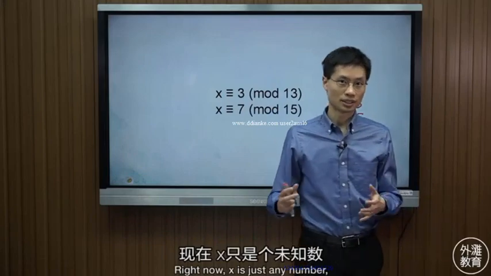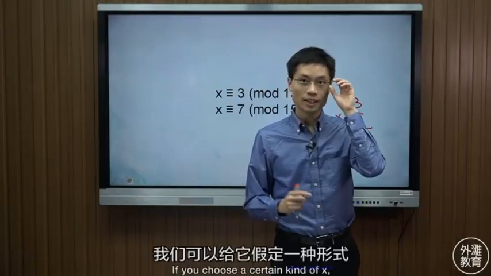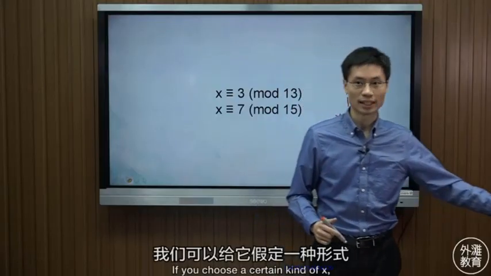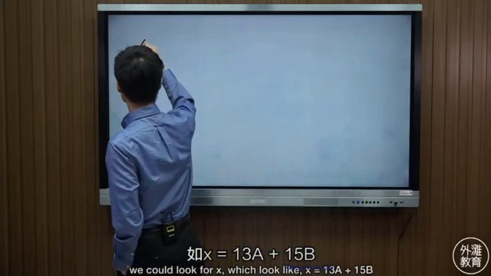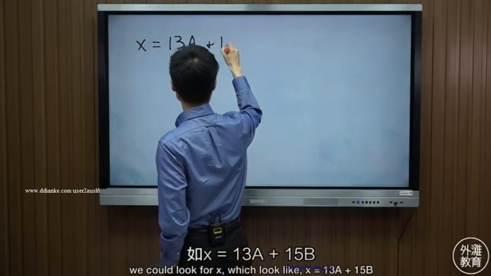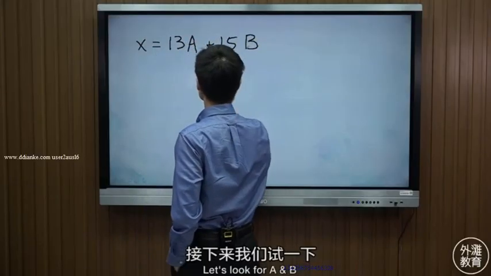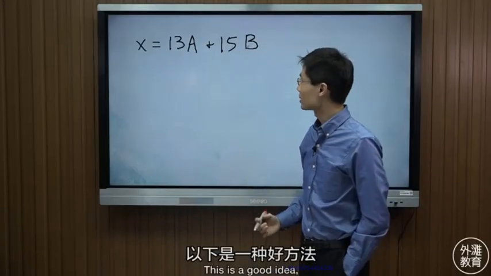Right now, x is just any number. But we have a 13 and we have a 15. If you choose a certain kind of x, we could look for x which looks like 13 times some a plus 15 times some b. Let's look for a and b. That would be good choices here. Why is this a good idea?